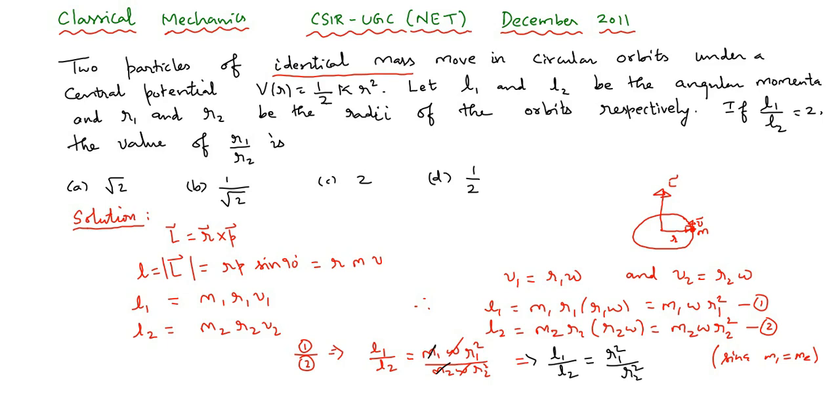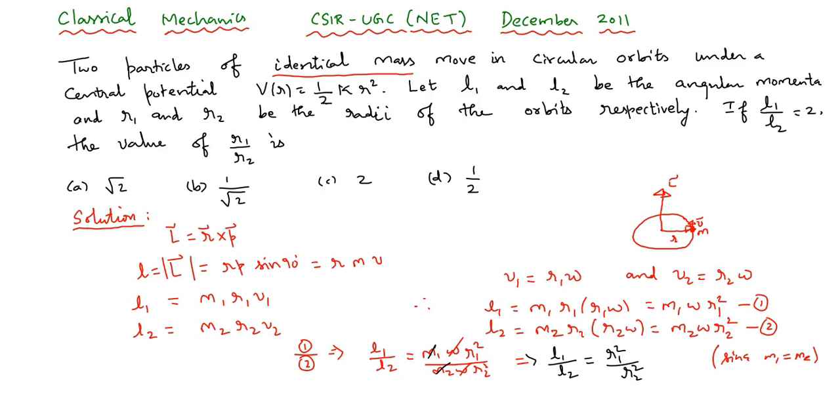So R1 by R2, which is asked in the problem, can be written as the square root of L1 by L2. What is L1 by L2? It is given that it is 2, therefore it becomes root 2. So the answer for this problem is option A.